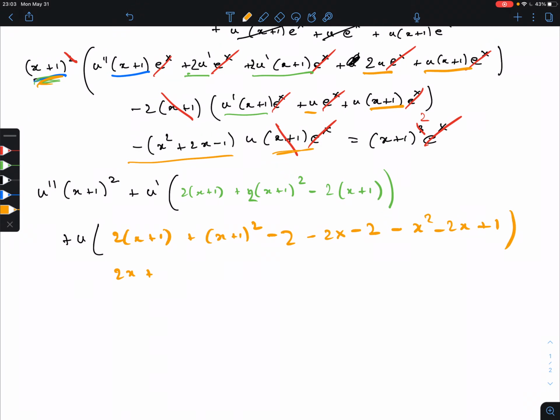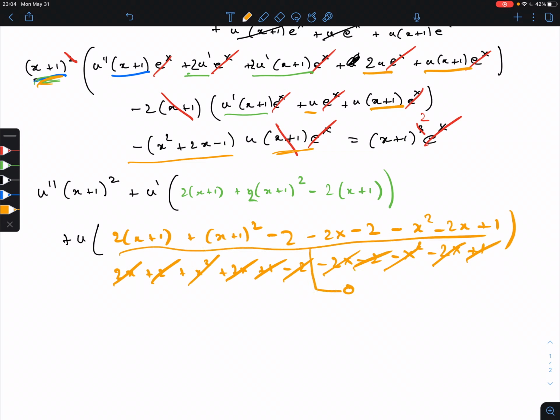So there's 2x plus 2 plus x squared plus 2x plus 1 minus 2 minus 2x minus 2 minus x squared minus 2x plus 1. The x squared minus x squared, that's already good. 2x minus 2x, what else? Another 2x with a minus 2x, it starts looking good. 2 minus 2, I like it. And then 1 plus 1 minus 2. This is very promising.